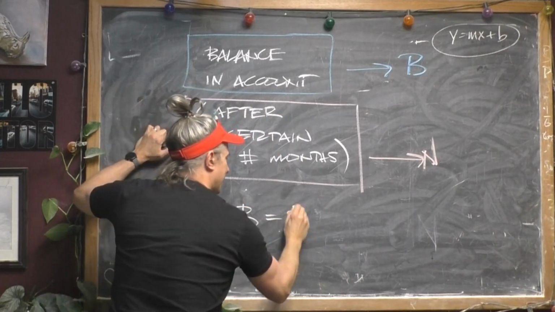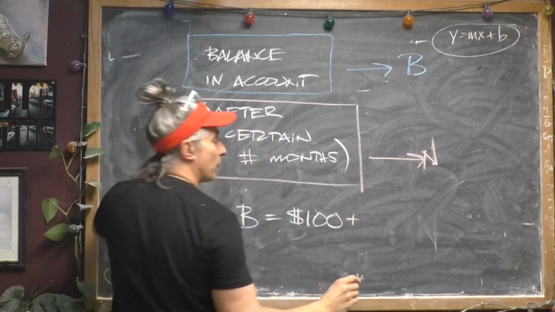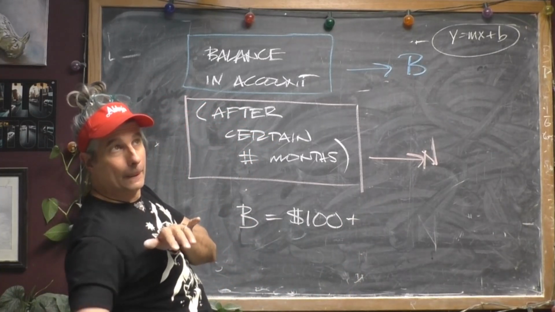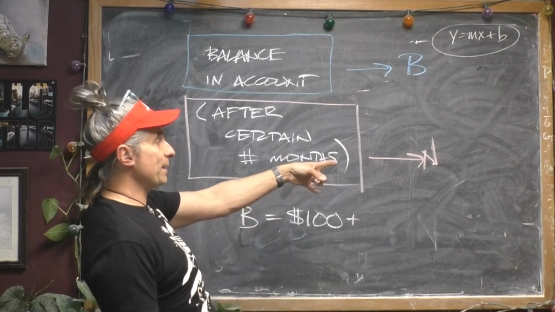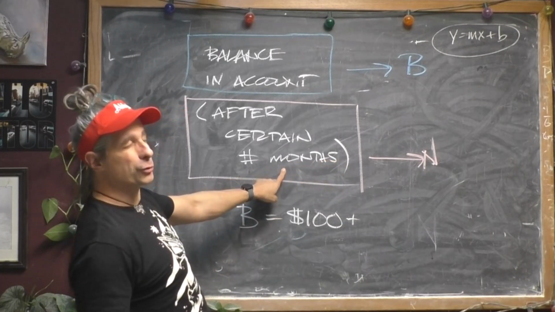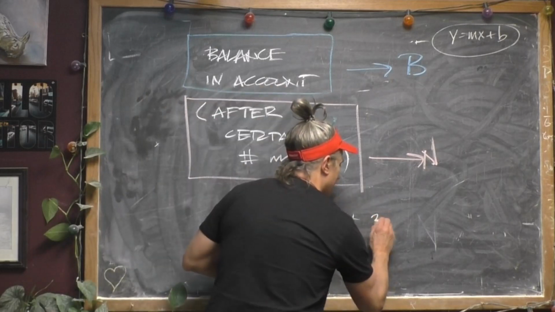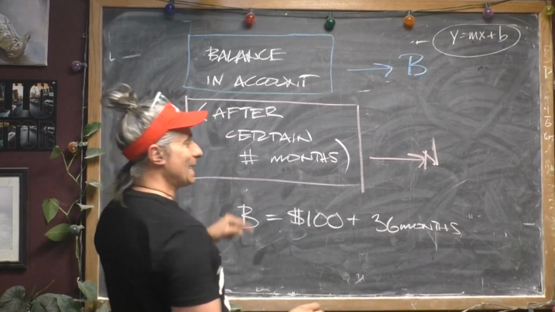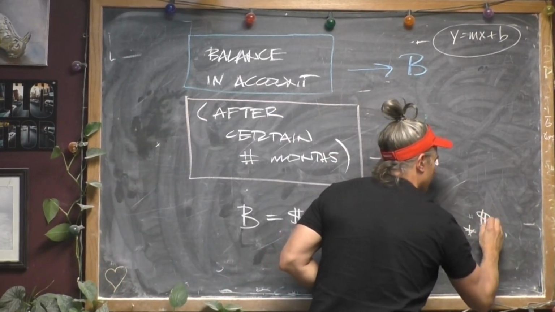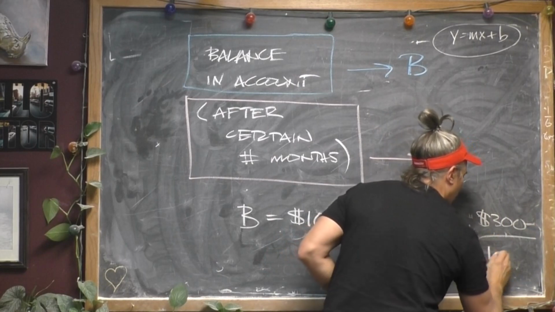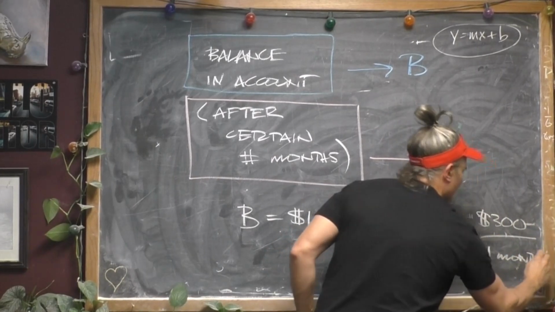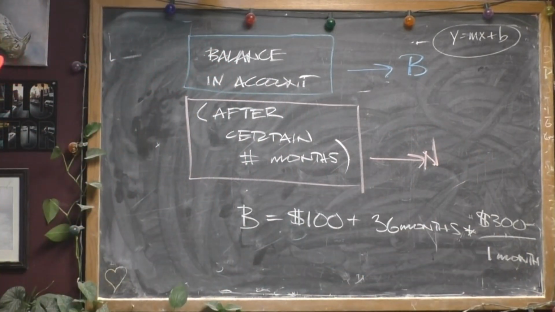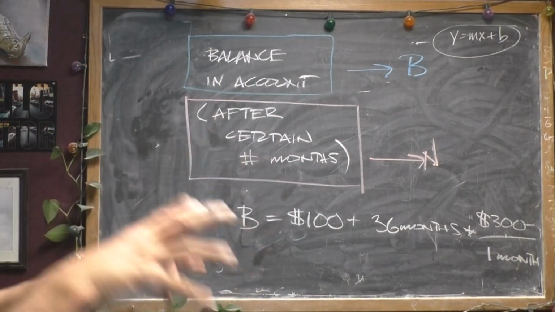We know it starts with $100. But now I'm telling you how long we're depositing money for: 3 years. Don't plug 3 in for n, because n is in months. So 3 years is 36 months. 36 months times $300 per 1 month. I should have written this in the original equation. That $300 is not just $300, it's $300 every month.